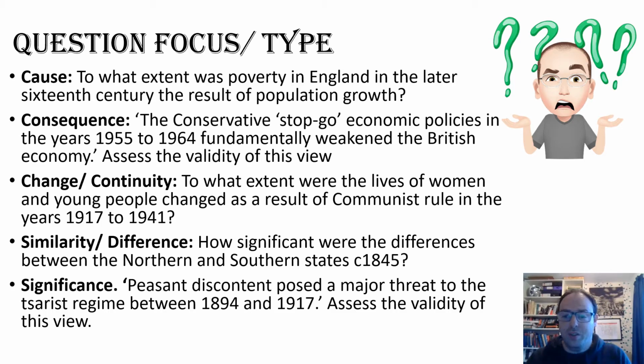And then you've got significance as a whole. So, peasant discontent posed a major threat to the Tsarist regime between 1894 and 1917. Assess the validity of this view. In that one you are looking at, well, how significant was the threat from peasant discontent, and you'd have half the argument saying, well, it is significant, and you have half your argument saying, no, it wasn't significant. So you've got the balance between those two different points.